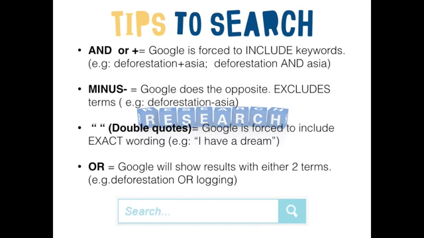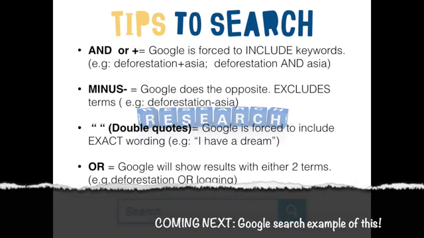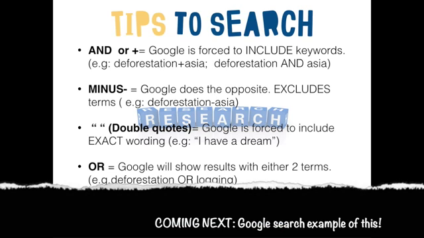And finally, the OR. If you use this word, Google will show the results with either of the two terms that you are typing in. So for example, if you want to look for information that has deforestation or logging, you will type in the search bar deforestation, OR in capital letters, logging. It is very important to remember that Google search or meta search engines, they are case sensitive.